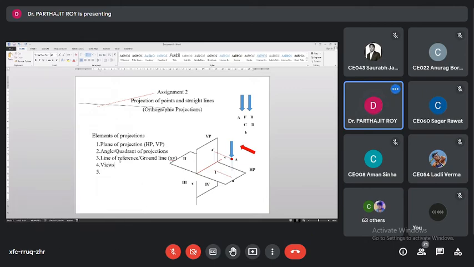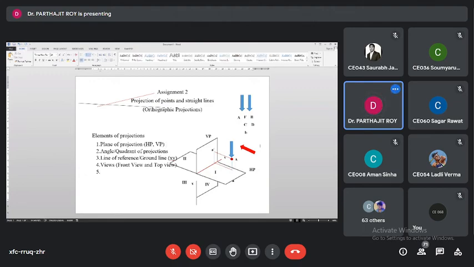Yes or no? How many views? Front view, top view. Front view and top view. Okay. Small a is the top view and small a with dash is the front view.